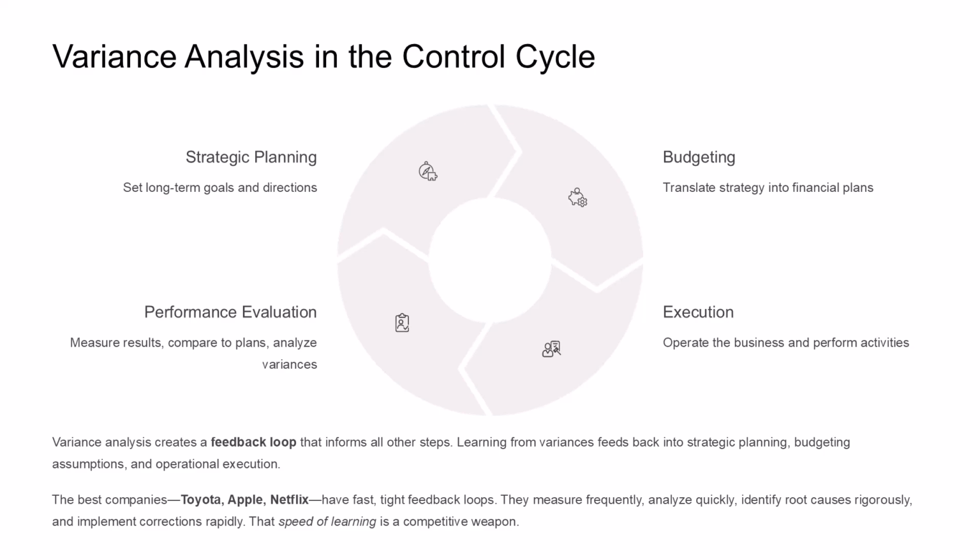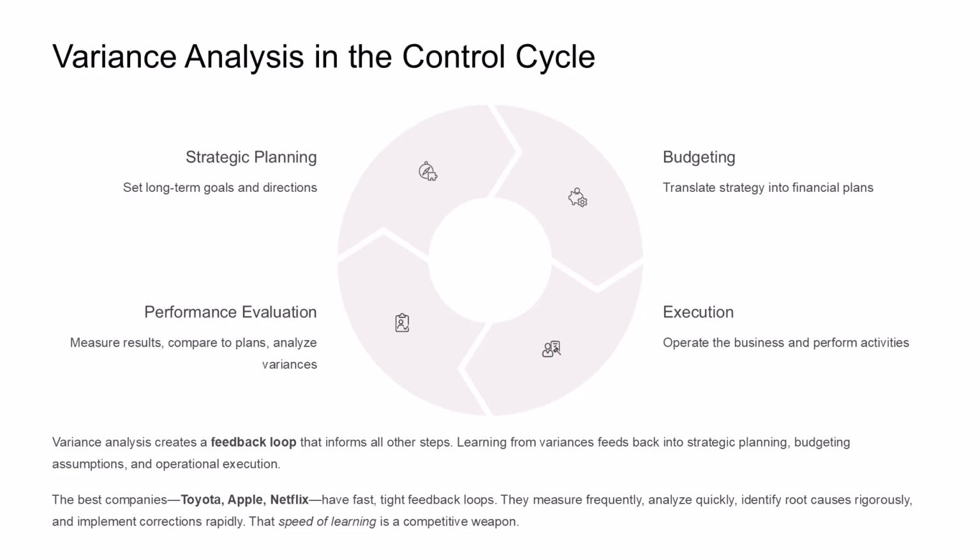The best companies, like Toyota, Apple, and Netflix, have fast, tight feedback loops. They measure performance frequently, analyze variances quickly, identify root causes rigorously, and implement corrections rapidly. That speed of learning is a competitive weapon. Slower companies also do variance analysis, but by the time they figure out what went wrong and fix it, the market has moved, and the lesson is obsolete.